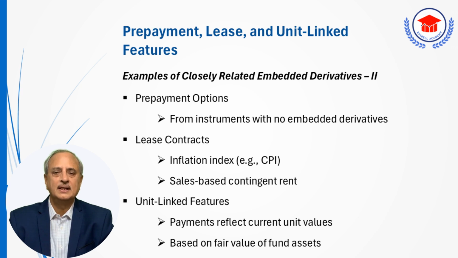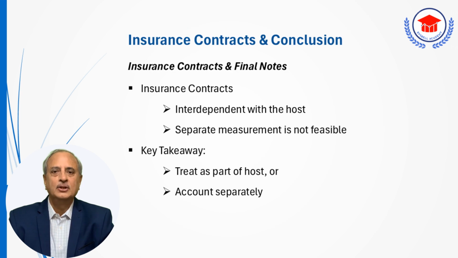Prepayment options are another interesting case. If these arise from financial instruments without embedded derivatives and retain the original terms of the debt, they are closely tied to the host. Lease contracts can also have closely related embedded derivatives. Examples include features tied to inflation indices like the Consumer Price Index, contingent rentals based on sales, or variable interest rates, as long as the lease isn't leveraged.